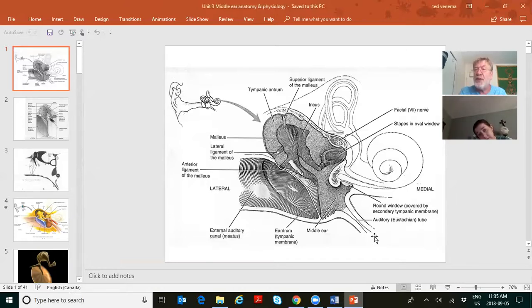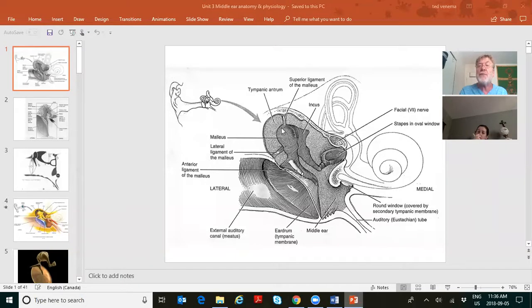Now, it's drawn as if it is open. But really, the Eustachian tube is completely closed, and it only opens if you blow your nose hard or when you swallow. When you swallow, your Eustachian tubes open for a second and then close. And the reason why they open for a second and then they close is to allow new air to get up into your middle ear space. This is your middle ear space.